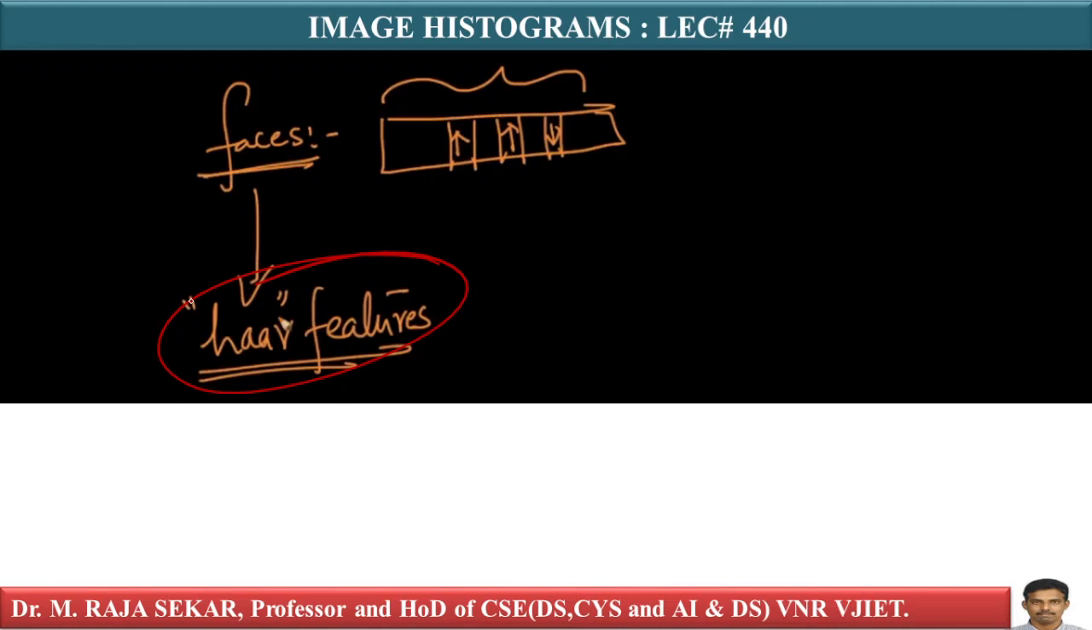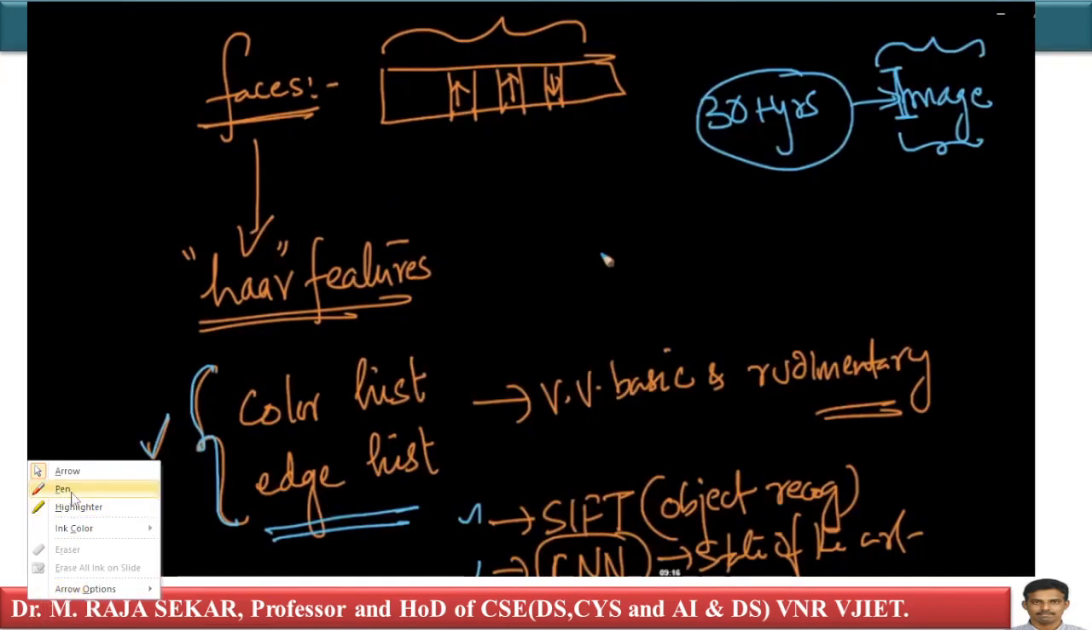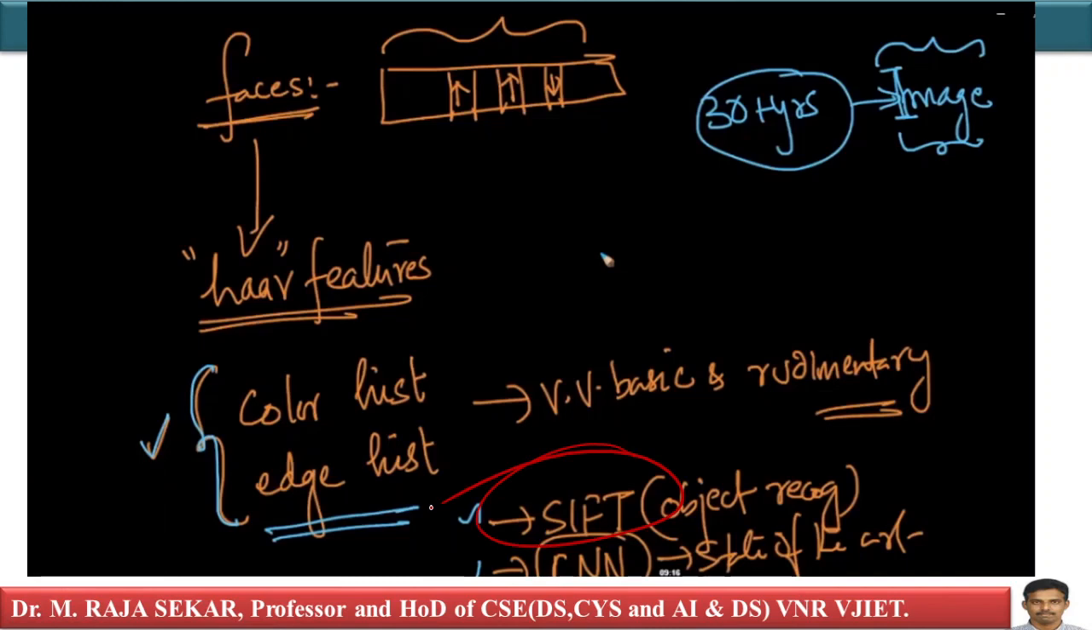We have seen color histograms and edge histograms, which are very basic techniques for featureization of images. We will see slightly more complex ones, the state of the art, in my next lecture. We will learn SIFT, which are very popular features for object recognition, in my next lecture.